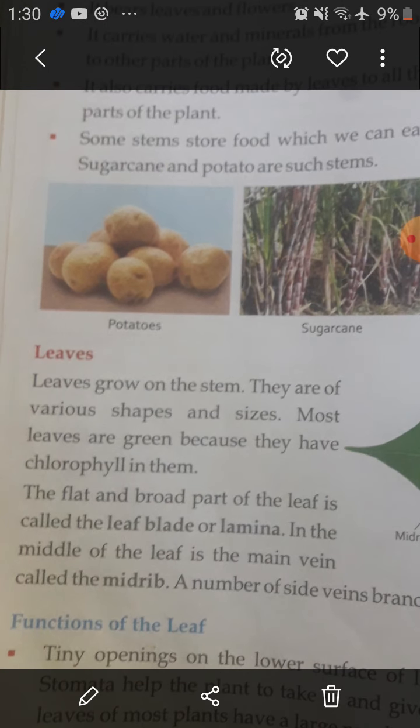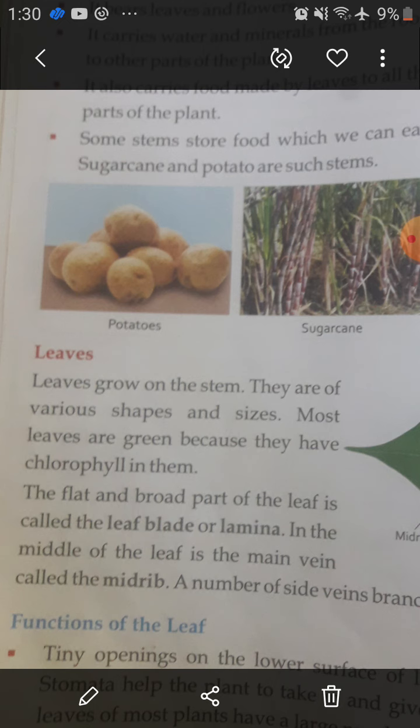Okay. Now, the second one is the leaf. Leaves grow on the stem. They are of various shapes and sizes. Leaves have different shapes. According to their shape, we can identify the leaves according to their plant.